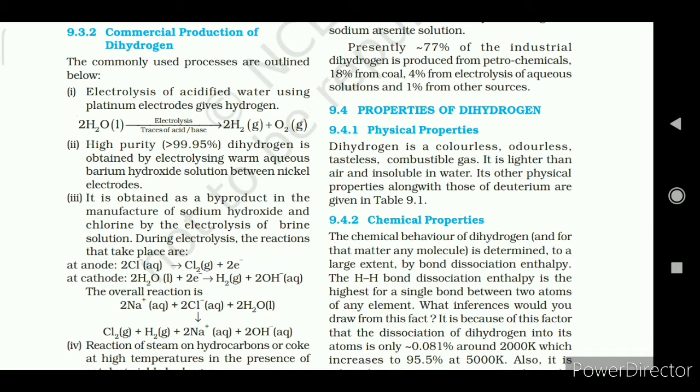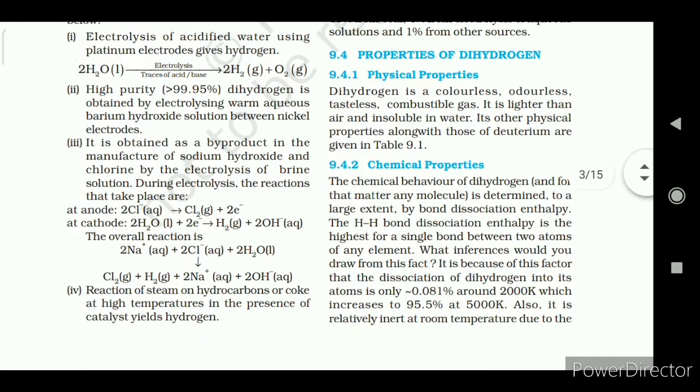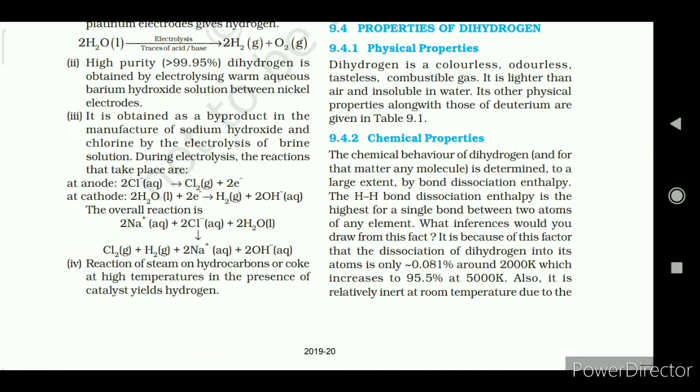Number 3. It is obtained as byproduct in the manufacture of sodium hydroxide and chlorine by the electrolysis of brine solution. During electrolysis, the reactions that take place are: at anode, 2Cl- gives Cl2 plus 2 electrons. At cathode, 2H2O plus 2 electrons gives H2 plus 2OH-. The overall reaction is 2Na+ plus 2Cl- plus 2H2O gives Cl2 plus H2 plus 2Na+ plus 2OH-.